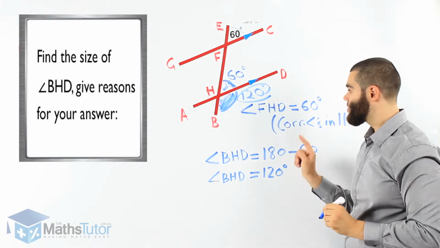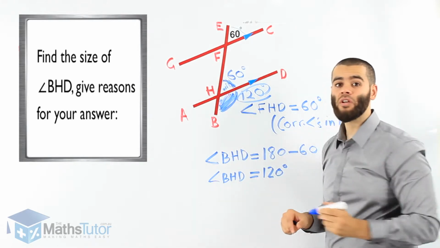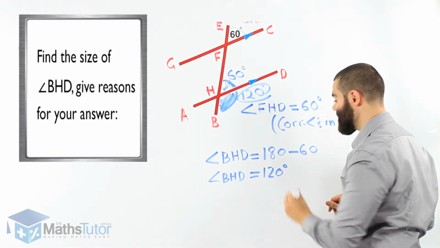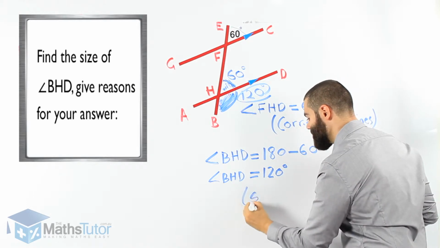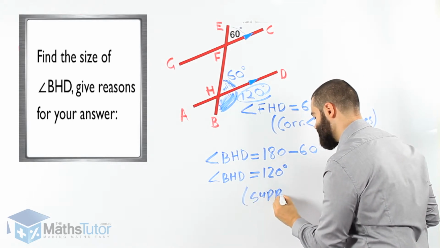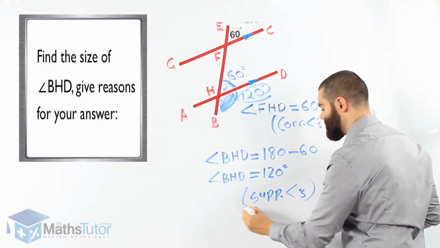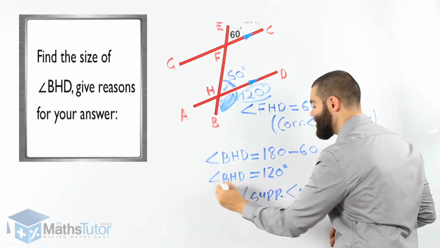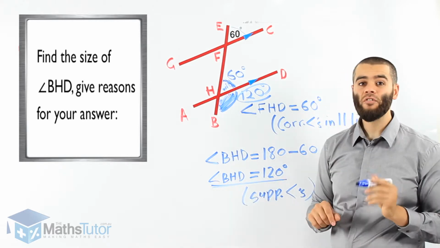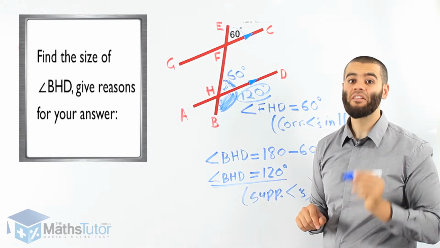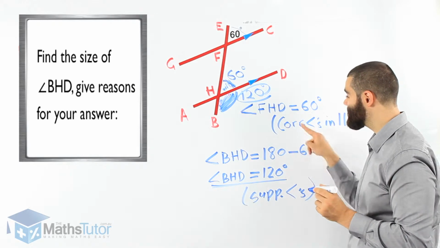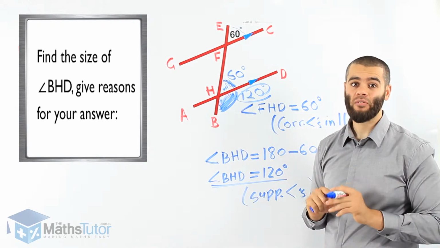120 degrees. So what did we do? We used supplementary angles. So that's our answer. We have to give our reason all the time. Supplementary angles. So this is our reason. That's our final answer. Angle BHD is 120 degrees. You must, at this stage, always show reasons for your answer. You have to give reasons.